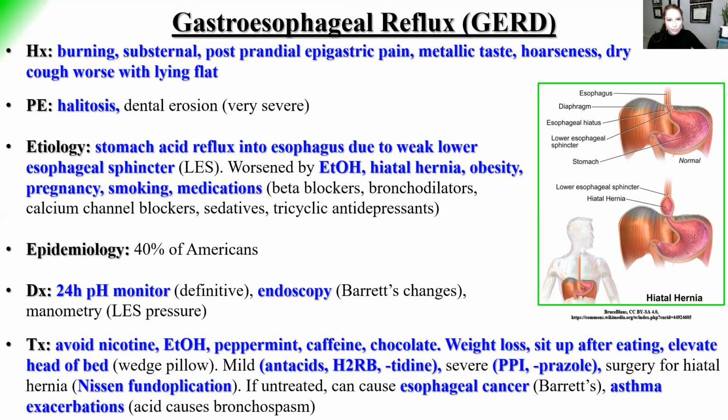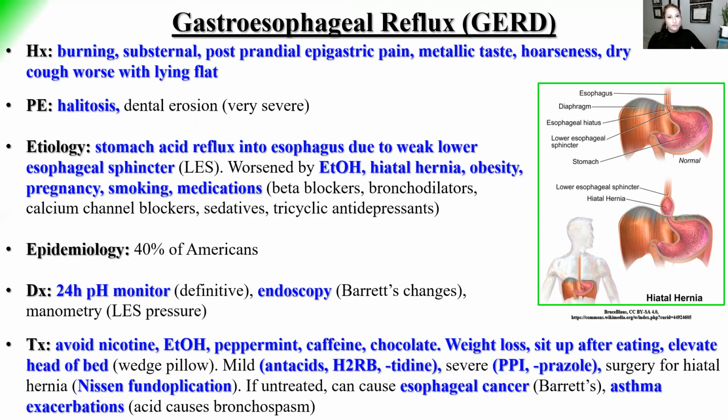But your answer for your boards on this one is a 24-hour pH monitor. Treatment for this: there's a lot of counseling points. Avoid nicotine, avoid alcohol, peppermint, caffeine, those can worsen this. Chocolate can worsen this, unfortunately.